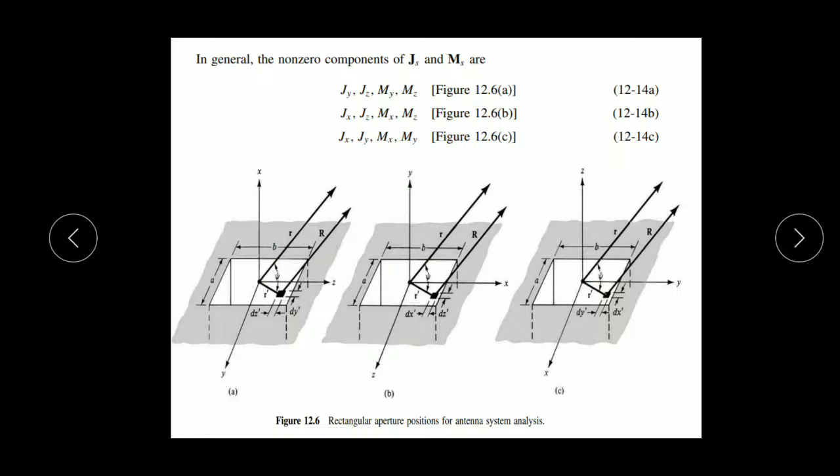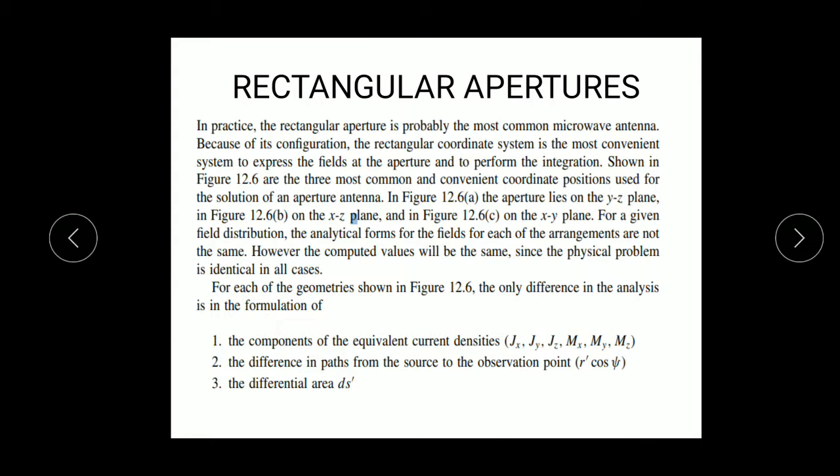So in the figure, these are the three types of aperture according to the direction of x, y, and z. They are the three most common and convenient coordinate positions used for the solution of the aperture. In figure 12.6a, the aperture lies on the yz plane, 12.6b lies in the xz plane, and 12.6c lies on the xy plane. For a given field distribution, the analytical form of the field for each arrangement is not the same. However, the computed values will be the same since the physical problem is identical for all cases.